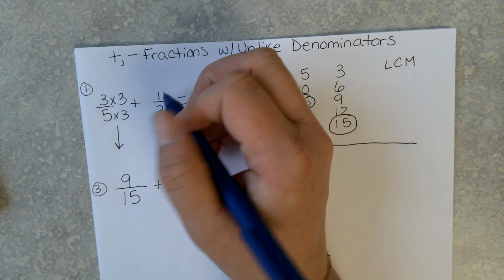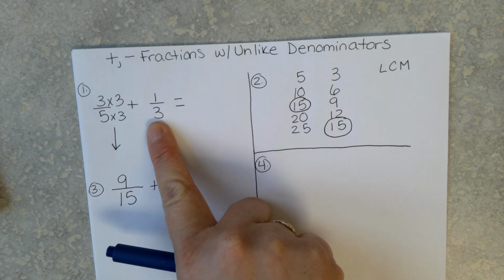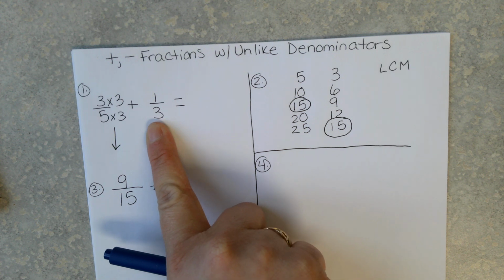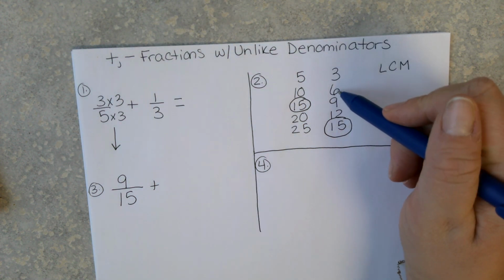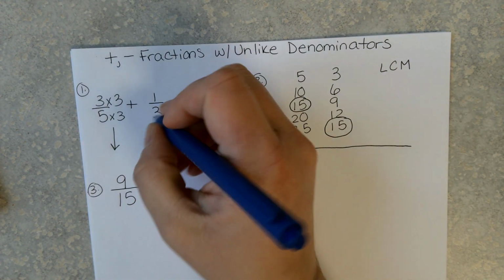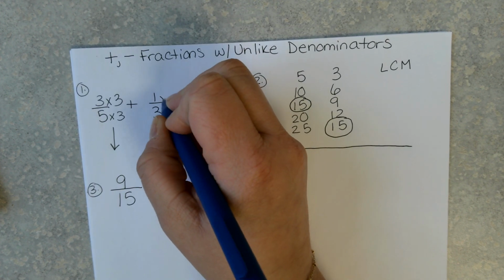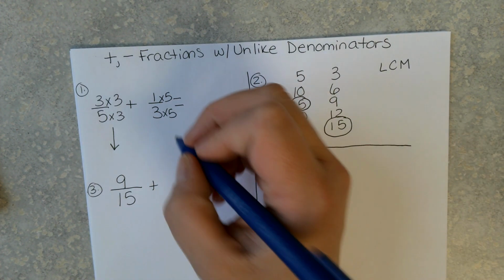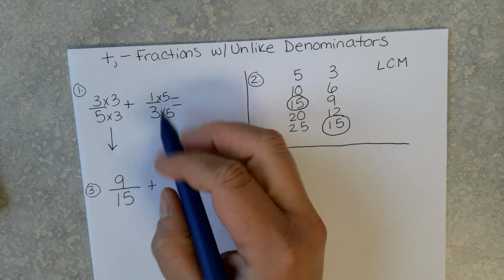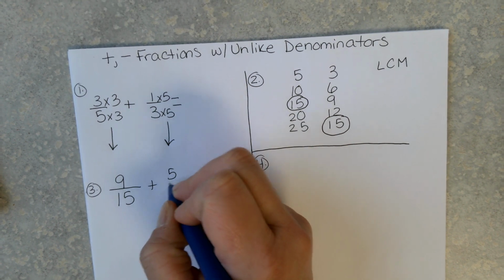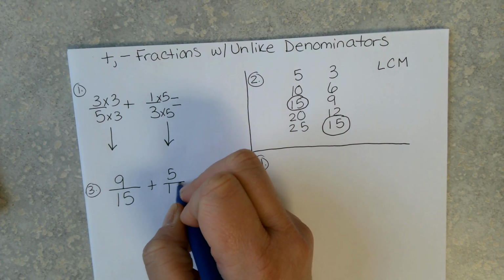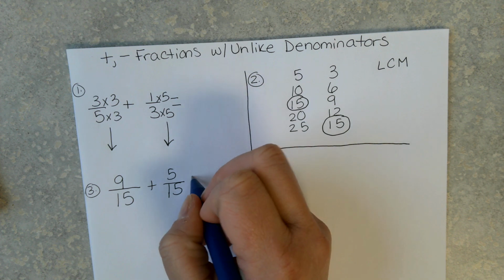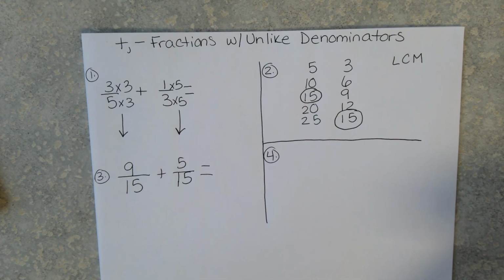Next thing we're going to do is our 1/3. Now our 1/3, we're going to try and make that into a 15, so we're going to multiply the 3 by 1, 2, 3, 4, 5 times 5. Anything you do on the bottom, you do on the top, and go ahead and solve. So 1 times 5 is 5. 3 times 5 is 15. Now we have common denominators, and we're able to do the math here and solve it.